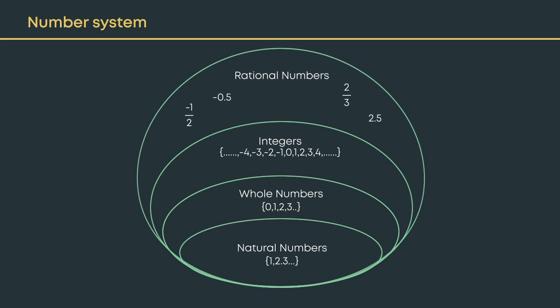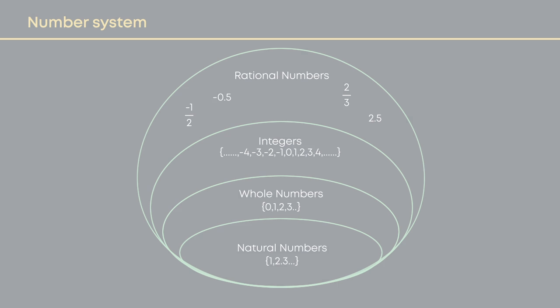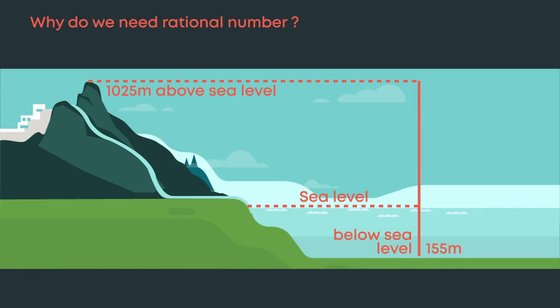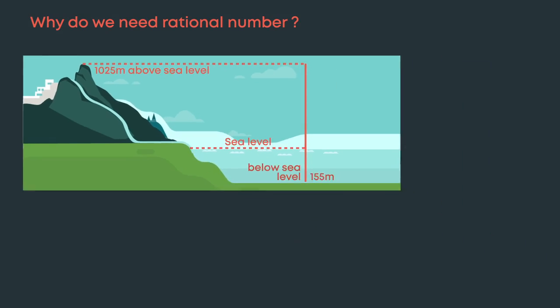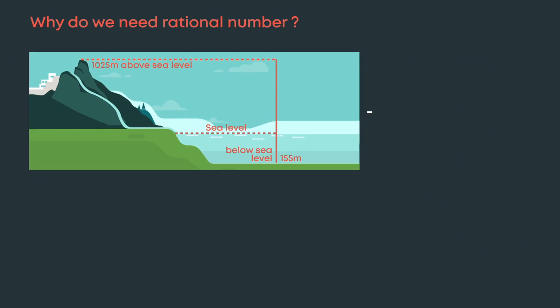Rational numbers are in the form of p by q, where p and q are integers and q is not equal to 0. Rational numbers can be used when we need to represent the distance below sea level in kilometers. That is, we can represent minus 155 meters as minus 155 by 1000 kilometers.